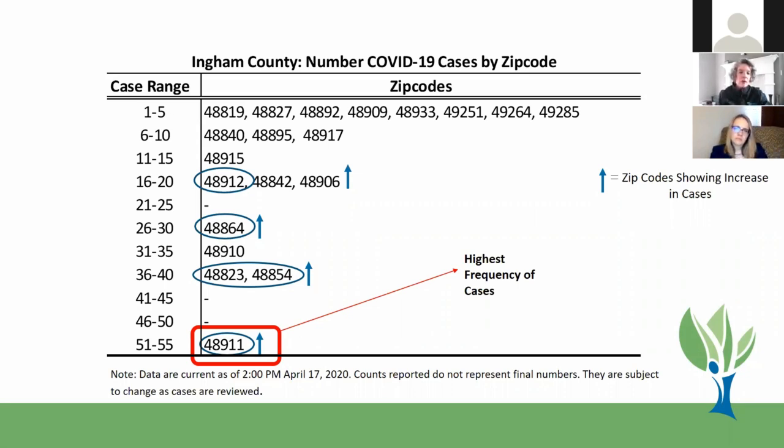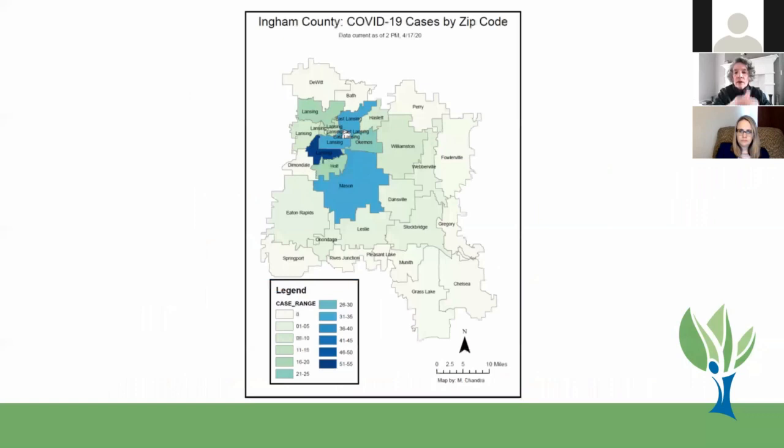So here are cases by zip code. Our 48911 zip code is our highest frequency in terms of number of cases. And then we go down to 48823 and 48824 and then 48910. That looks like this on a cases by zip code map, where you have the different shading for the number of cases in any particular zip code.